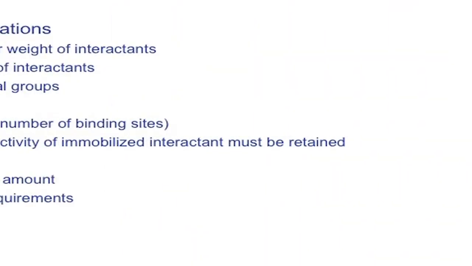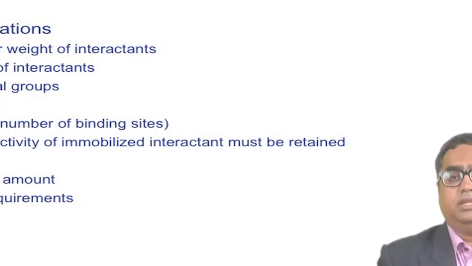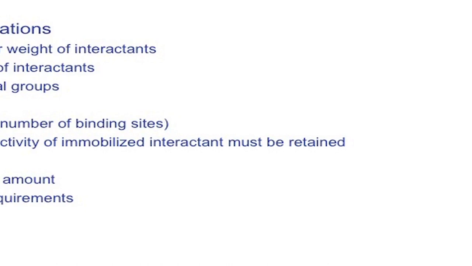And when we are immobilizing, we need to know a great amount of information about the protein or macromolecule that we are immobilizing. We need to understand the molecular weight of the interactant, the tags that are present on the interactant, the functional groups, the pI of the molecule, the purity of the molecule, the available amount and the required assay conditions, and the binding activity and valency are some of the important points which we need to consider when we are identifying a ligand.